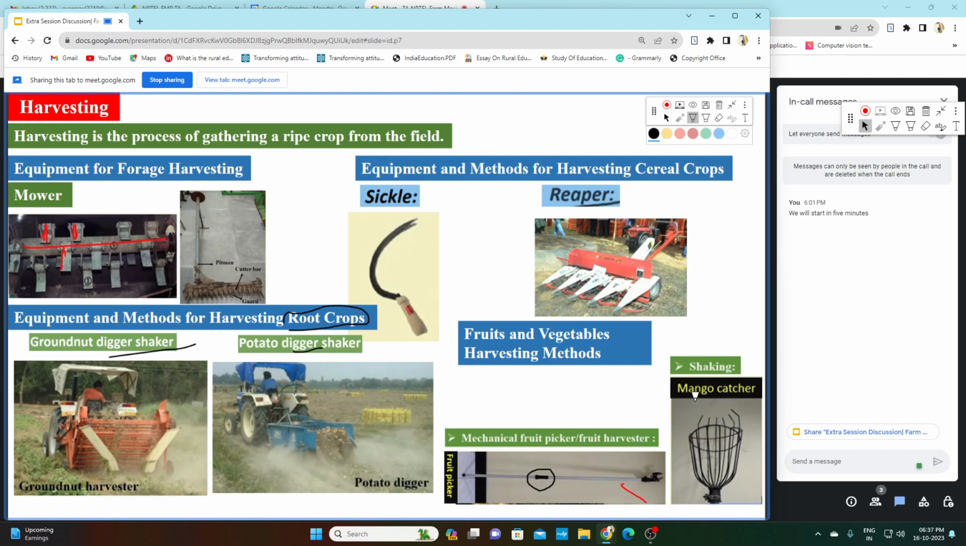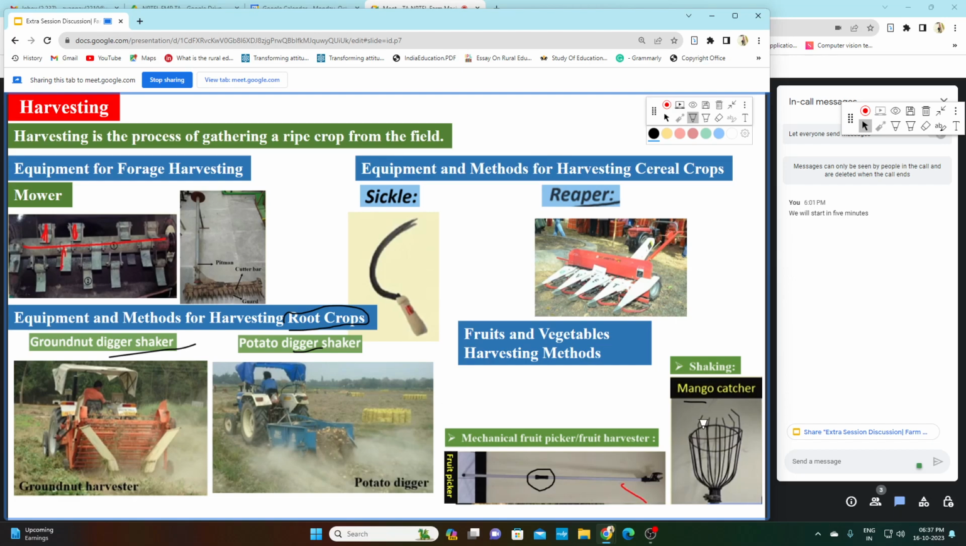And whenever the fruit will fall, you can catch that with a catcher. Okay, so this is a catcher. So this catcher will do both operations. It will shake the branches, as well as when the peduncles are weak, the fruit will be harvested from the tree, and it will fall in the catcher. So this diagram is for a mango catcher, but there are also catchers for different fruits.